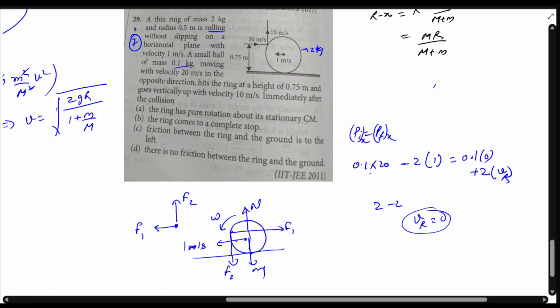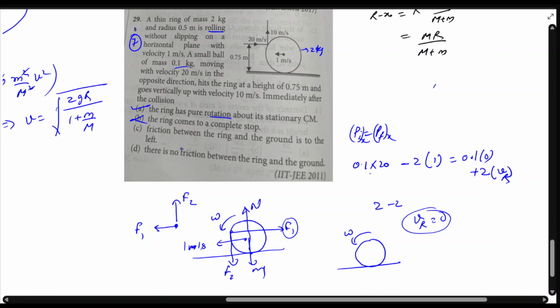It means finally the ring is only rotating. So the final situation is like this. This is our ring and it is rotating like this with omega only. So there is no velocity. It's just revolving at this point. So the ring has pure rotation about center of mass. This is correct. Next, the ring comes to a complete stop. That is wrong. It will be rotating. And also the interesting thing is this F1 makes it stop, F2 will be rotating it more.